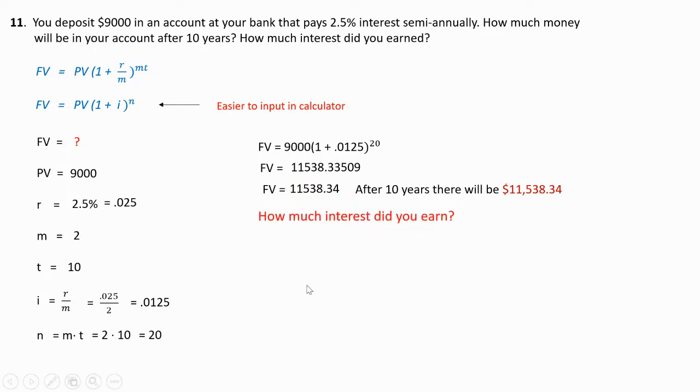So again, for the interest, it's going to be interest earned equals future value minus present value. So that's my future value, what we just solved for, minus the 9,000, which was the present value. So the answer will be $2,538.34. That's how much money was earned in interest.